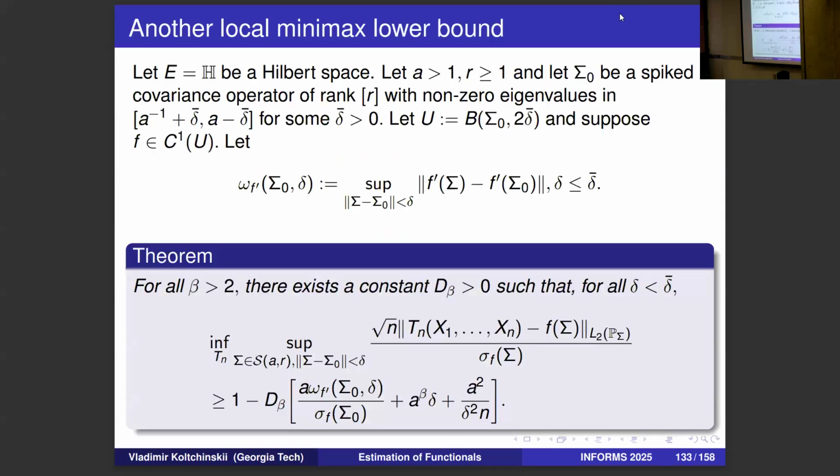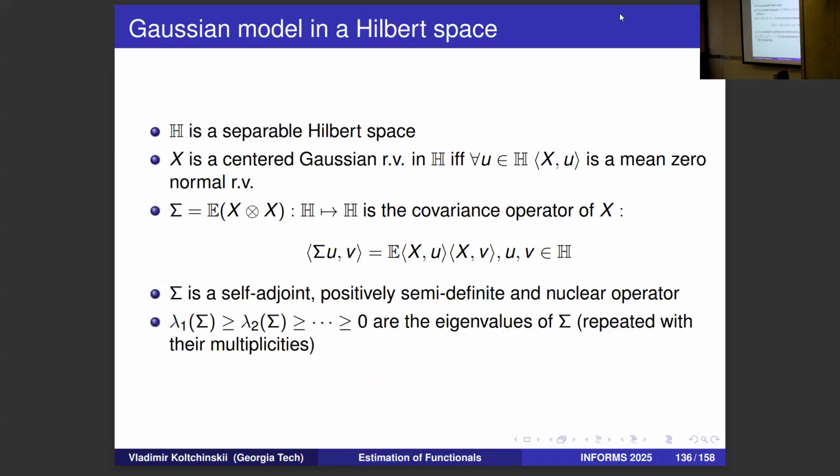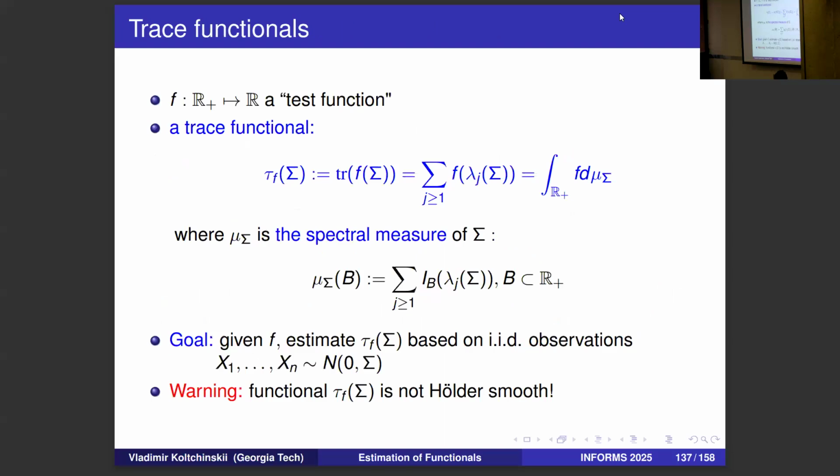Okay, so I will skip this, and maybe we'll just spend the last 5 minutes on a very brief discussion of another problem. This problem is about estimation of what is called the trace functional of covariance. So this is the trace of a smooth function applied to sigma. It can be written, of course, in terms of eigenvalues, and it can be written in terms of what can be called the spectral measure of sigma.